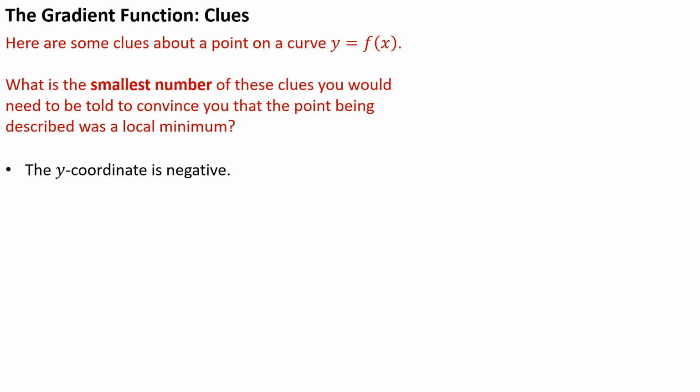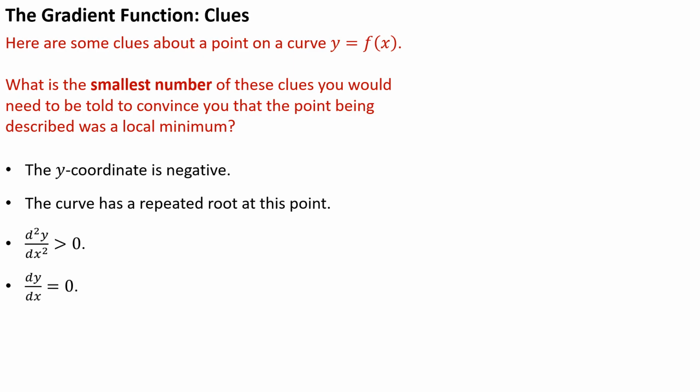The first clue is the y-coordinate is negative. The next clue, the curve has a repeated root at this point. The next clue, the second derivative is positive. The first derivative is 0. And finally, the curve is a quadratic. So there are 5 clues. Which of these would you need to be told in order to know for sure that the point that I'm describing is a local minimum point on the curve? Have a pause, think about it, and then come back.